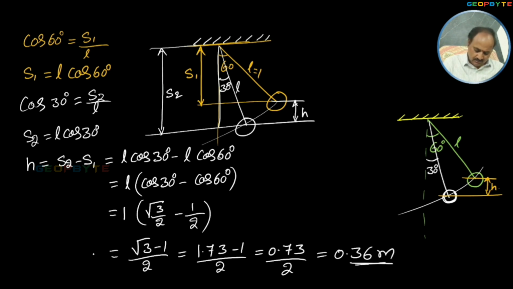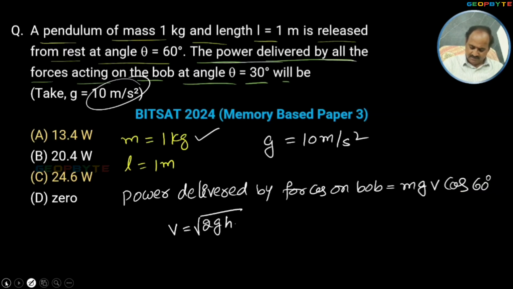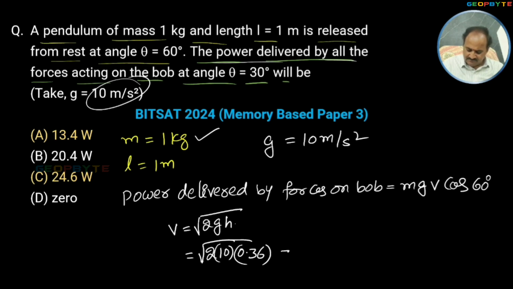That is the vertical distance traveled by the bob, 0.36 meters. By using that, you can decide the velocity. Velocity v equals root over 2 g h, with g equal to 10 and the h value we decided as 0.36. Simplifying, my calculator has shown the v value as 2.68 meters per second. That is the velocity.